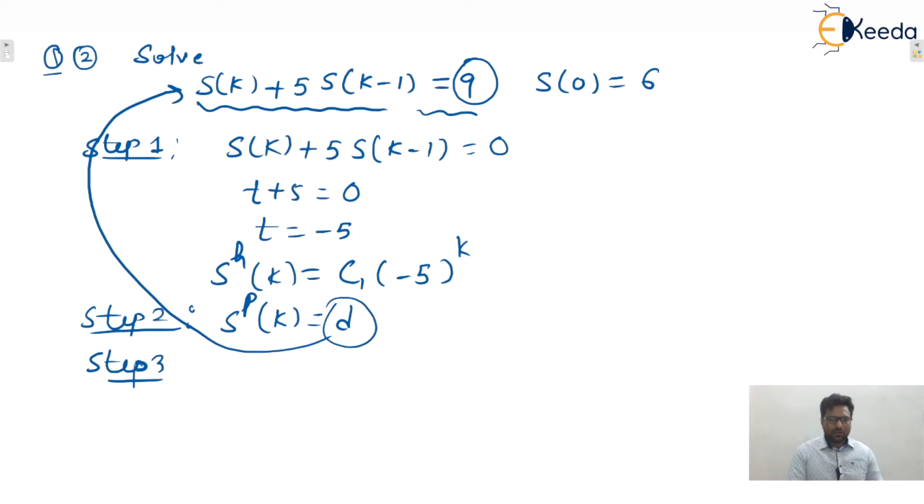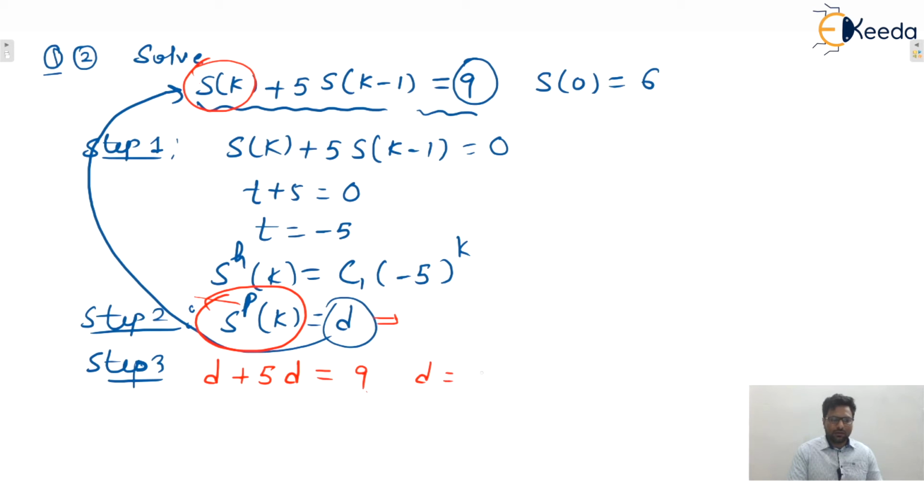This particular solution doesn't have any factor of k, which means it is independent of k. So whatever be the value of s of k, that is D, then s of k minus 1 will also be D, because there is no k in the particular solution. So substituting, D plus 5 times D, since s of k minus 1 is also D, equals 9.